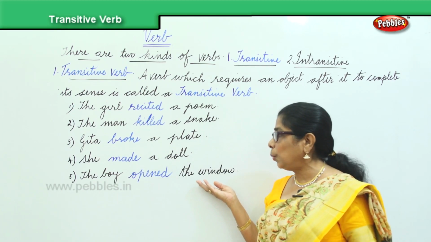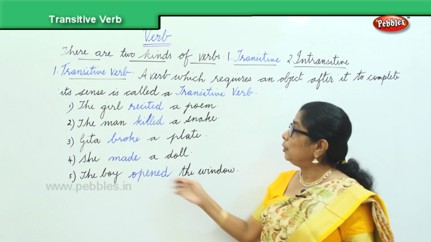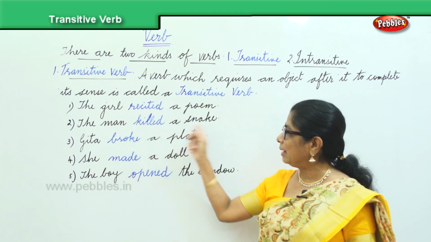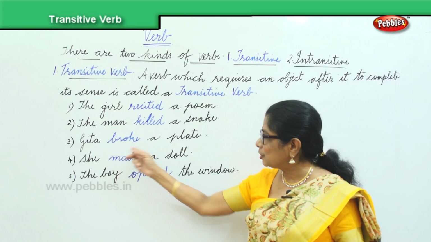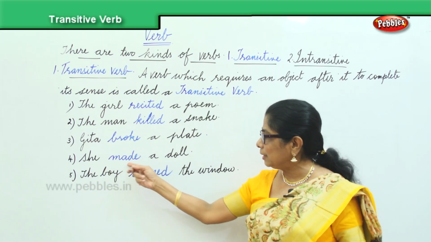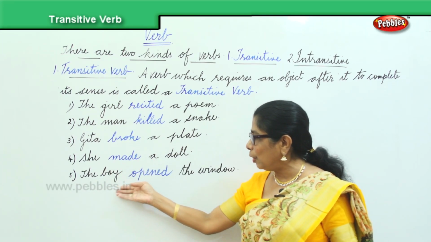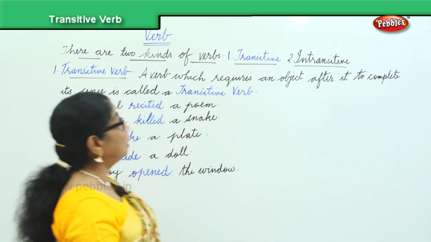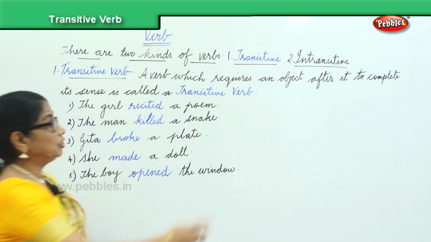The object is the window. What did he open? He opened the window. What did she recite? She recited the poem. What did the man kill? The man killed a snake. What did she break? She broke a plate. What did she make? She made a doll. What did the boy open? He opened the window. A transitive verb requires an object.